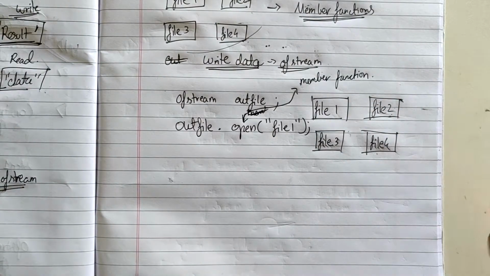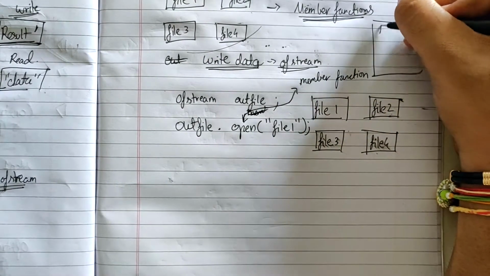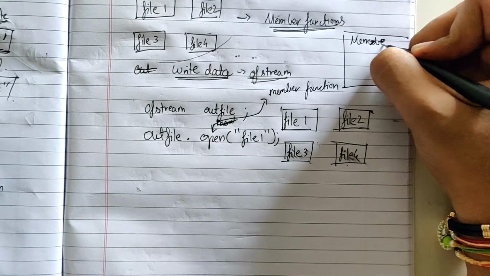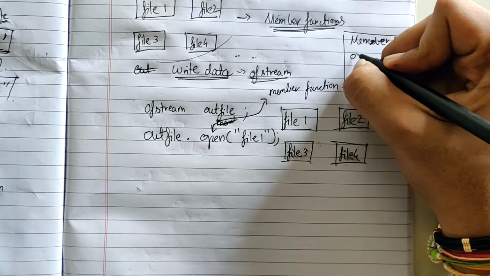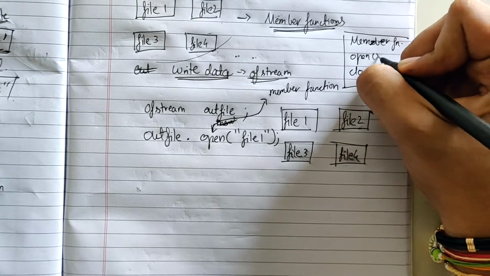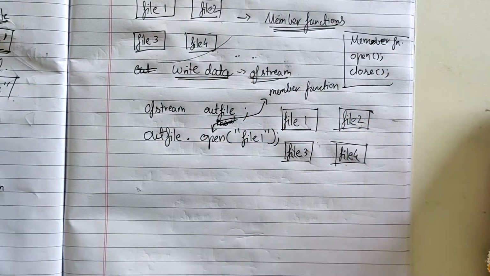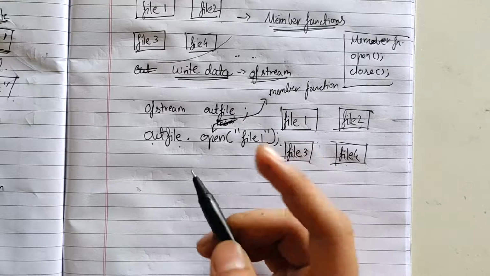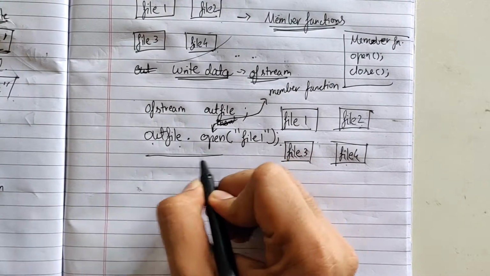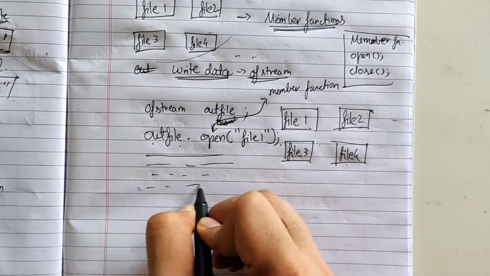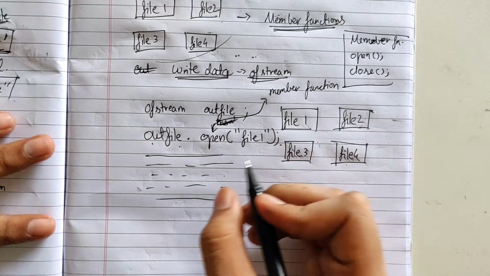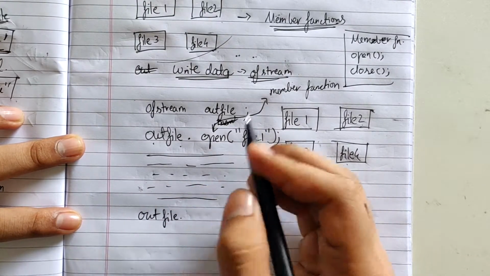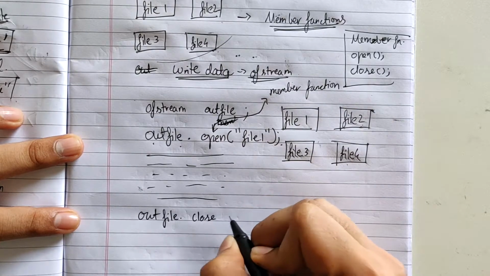There are only 2 member functions as of right now: open and close. So outfile, which was our object, dot open file 1, that is you open the first file. Now you write your code, whatever you want to do on that file, and then you close it. That is outfile, again using the member function, close.